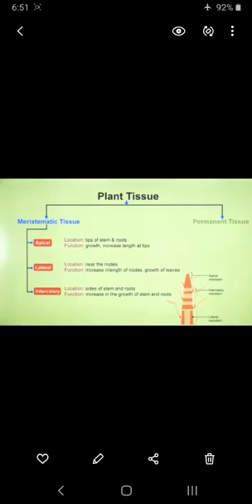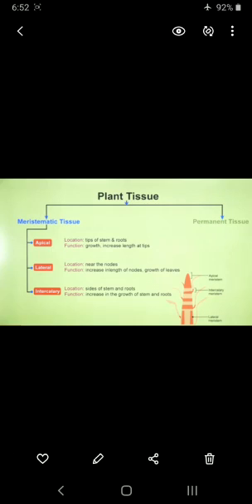All tissues are categorized as simple tissue and complex tissue. If all the cells present in a tissue are similar in structure, origin and function, it is called simple tissue. If it contains more than one type of simple tissue, then it is known as compound tissue. Tissues are present in all multicellular organisms, whether plants or animals. So today we will revise plant tissues.